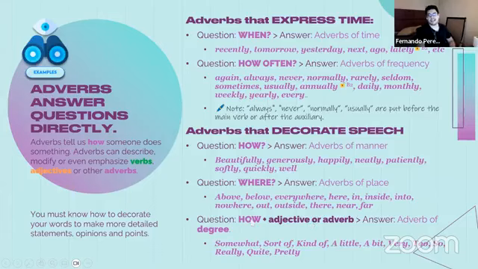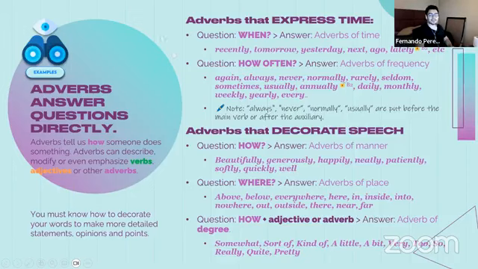For example, how much corresponds to a little. How far? Very, very far. How slow? Pretty slow. You see? Emphasis words that decorate speech.